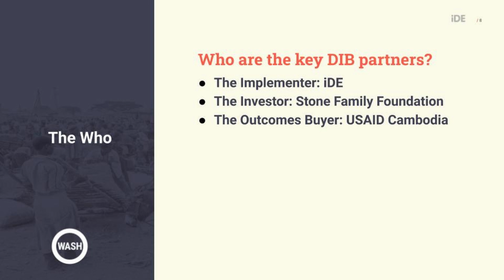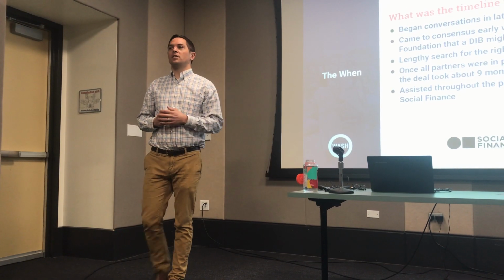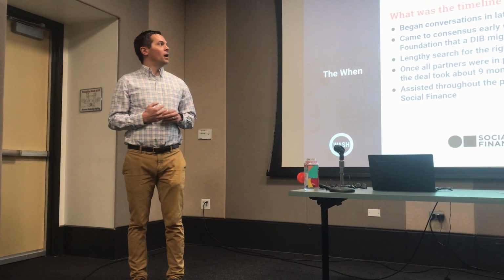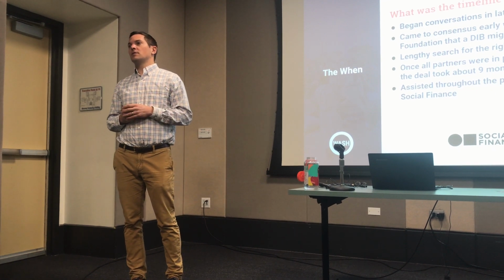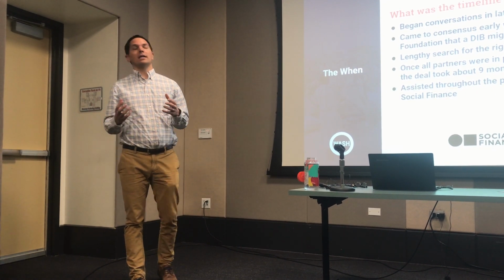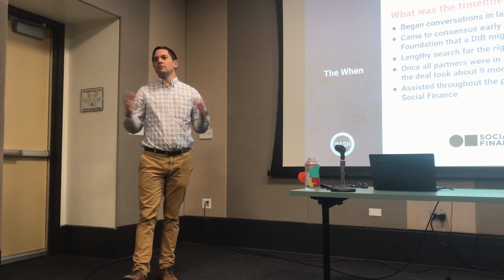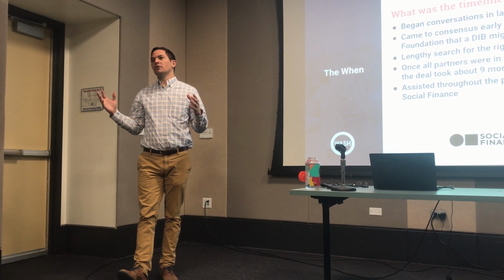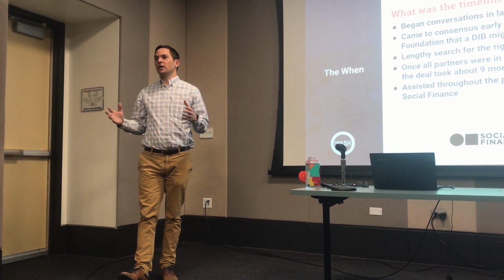So we got together as a team, and I think the third actor here is the outcomes buyer, which is USAID, and I'll get to them in a second here. So as I mentioned, we started the conversations back in 2017. Came to really early consensus with Stone that we thought a DIB could be a workable mechanism. And we thought, great, we'll go find an outcomes buyer. Shouldn't be too hard. Turned out that was the really hard part, actually.